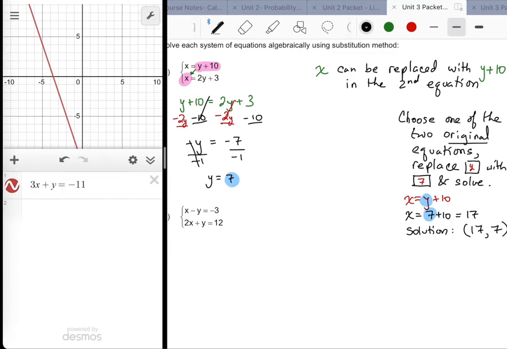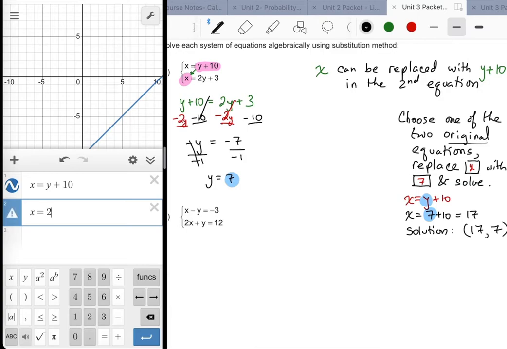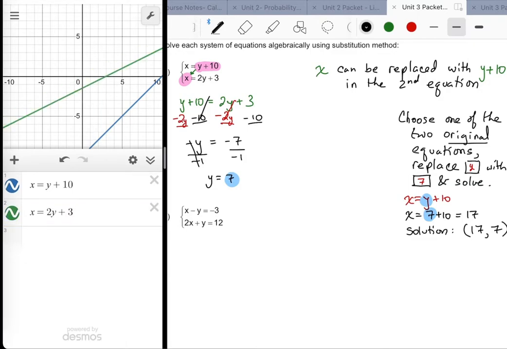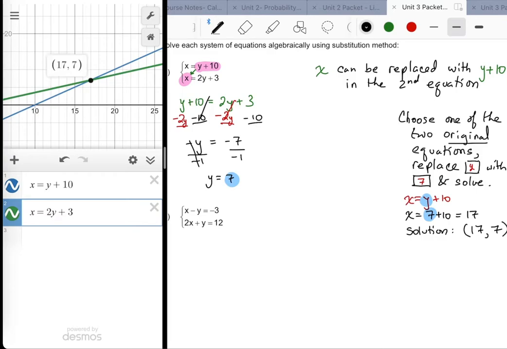Verify on Desmos, putting in our original equations. I don't see an intersection on my screen, so I'll zoom out a little bit. Tap on that intersection, (17, 7), we got it. All right.